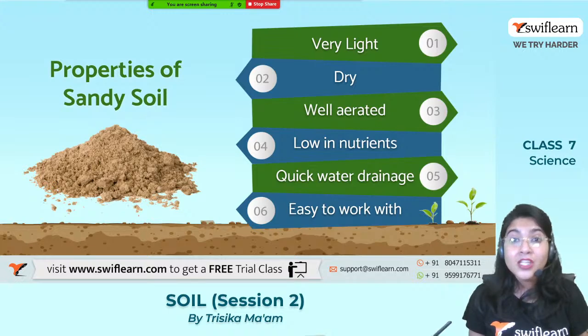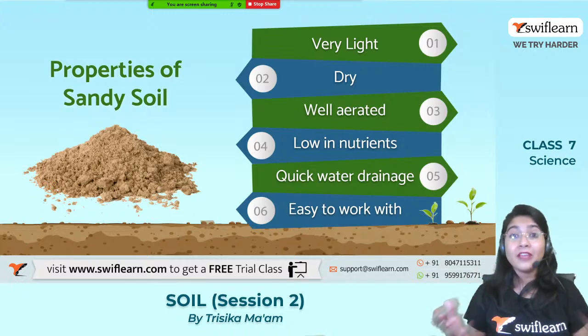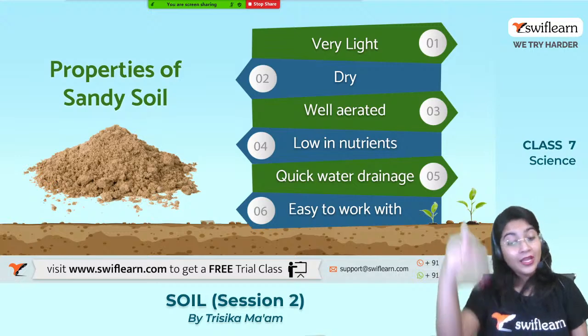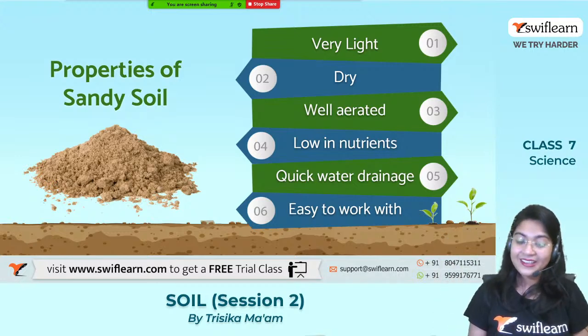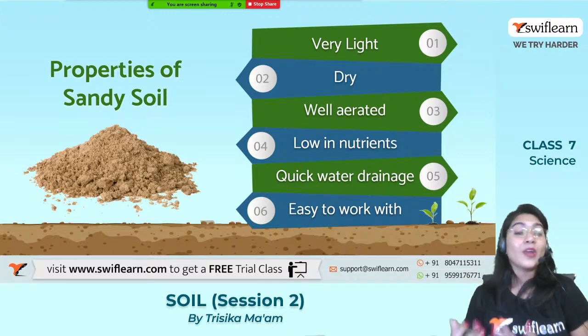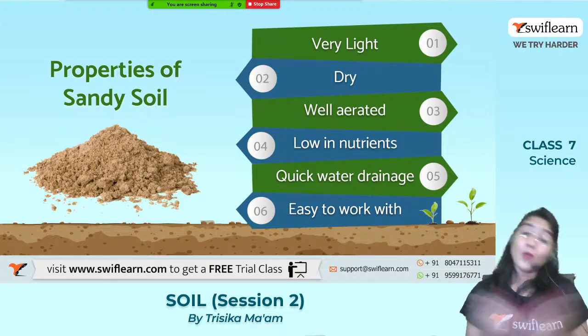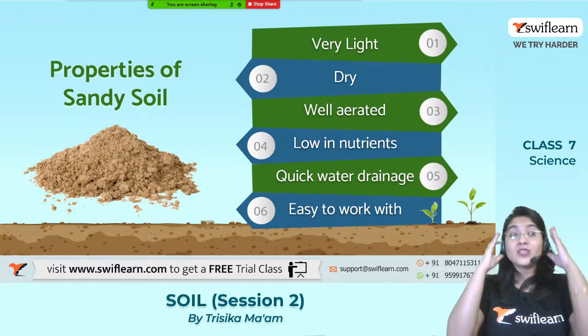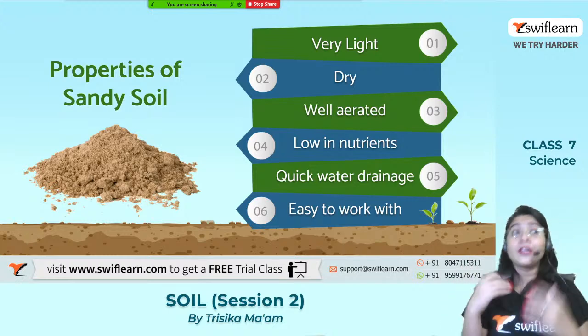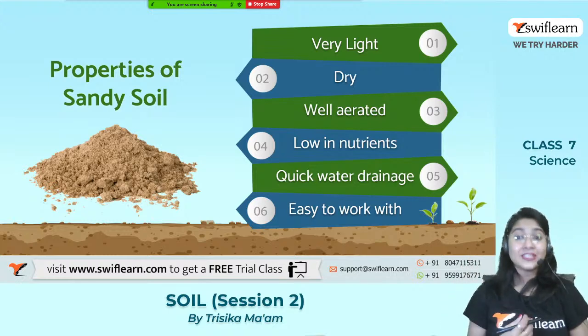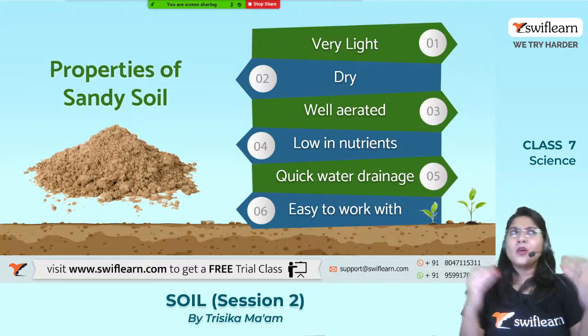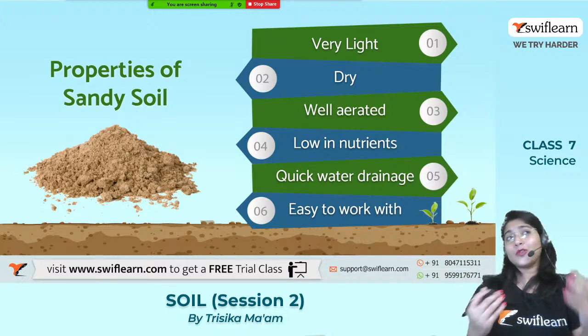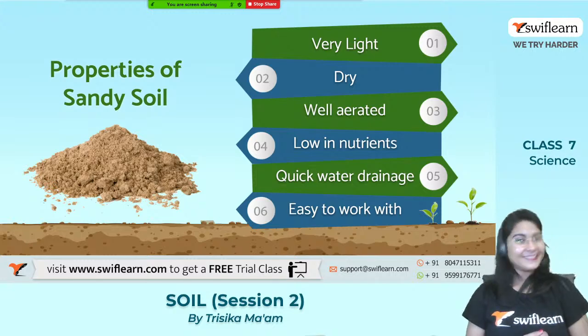Thirdly, they are well aerated. How are they well aerated? Because the particles have much space between them, so air can easily pass through them. That is why sandy soil is largely well aerated, and air can go inside the soil very easily. That is why the animals present in the desert region make burrows and live under the sand, so that they can keep themselves cool during the daytime and also take air from the soil.